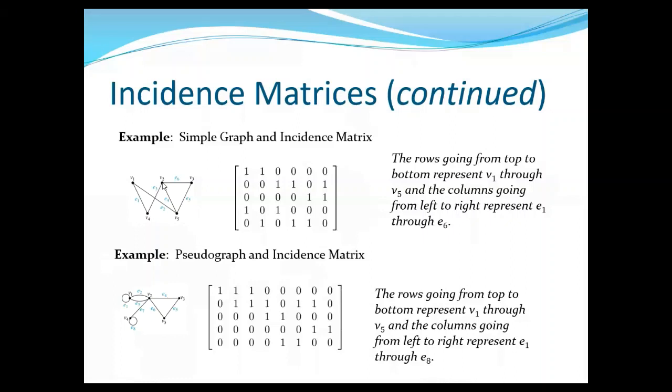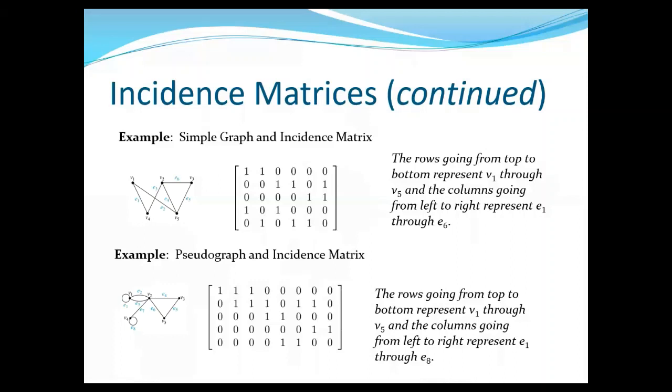For vertex 2, the edges connected to V2 are E3, E4, and E6. So that's why this is 1, 1, and 1, and the rest are 0. For V5, it is connected to E2, E4, and E5. So this is E2, that's why this is 1, E4, and E5, and the rest are 0. Okay, so that's a simple graph and incidence matrix.